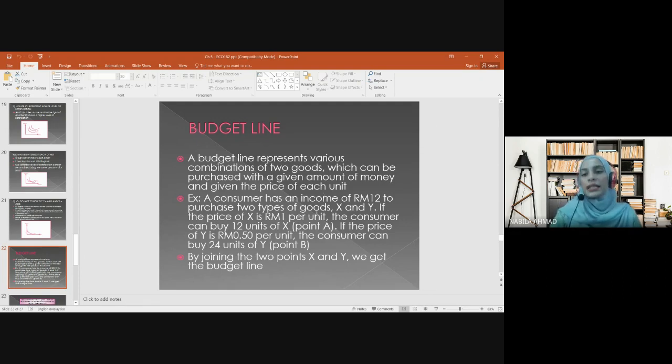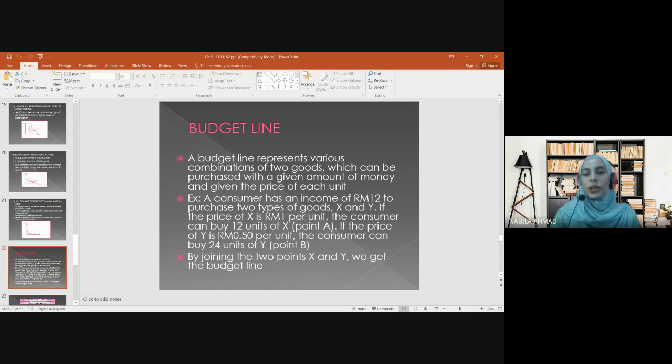So a consumer has an income of RM12 to purchase two types of good. Contohnya, consumer ada RM12 pendapatan, so dia akan beli dua jenis barang. Kalau barang X harganya RM1, berapakah dengan RM12 tu dia boleh beli X? So kalau dengan RM12 dia boleh beli 12 unit of X. Okey, untuk Y pula harganya 50 sen setiap unit. Dengan RM12, berapakah Y dia boleh beli? Dia boleh beli 24 units of Y.